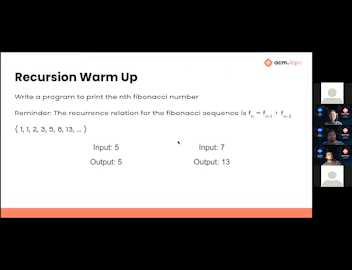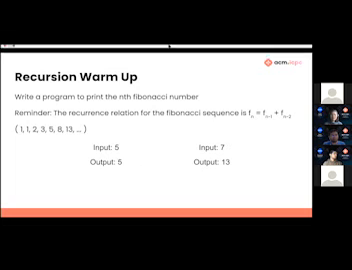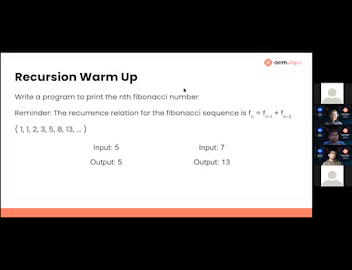Okay, so here's a quick recursion warm-up. We want to write a program to print the nth Fibonacci number, and the recurrence relation given is f(n) = f(n-1) + f(n-2), which basically means that the nth Fibonacci term is the sum of the two terms that come before it. Okay, so in this case, what would the base case be?